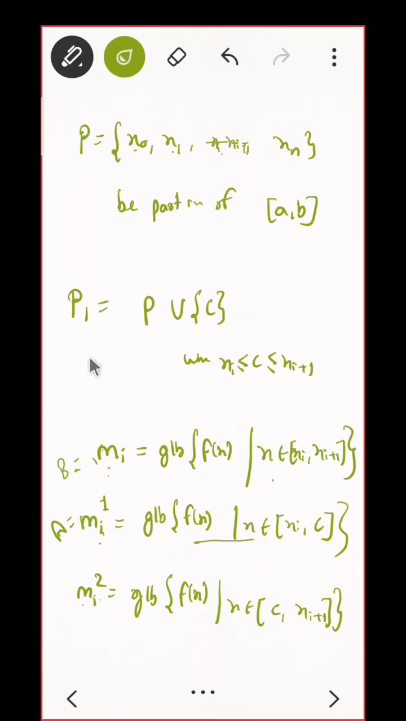So what is the relation? GLB of B is going to be less than GLB of A, na? This is the relation. That is, small mi is going to be less than or equal to mi1. Is it correct?